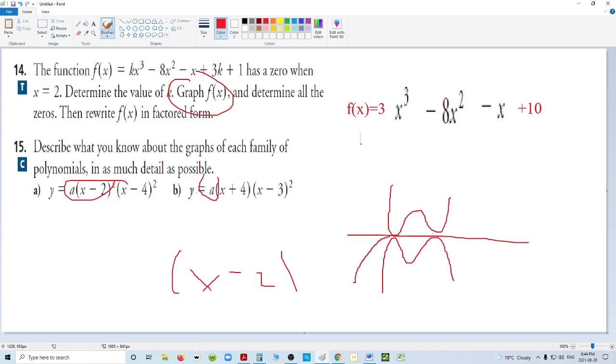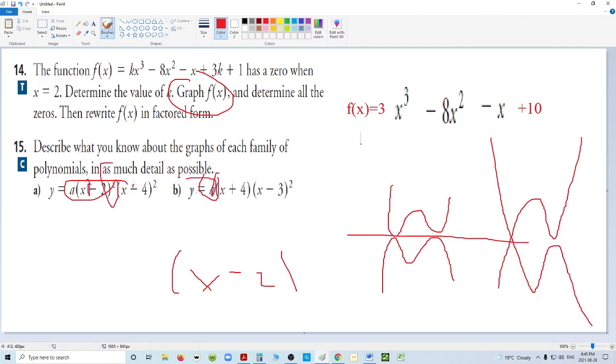It's going to go through -4 and +3. Let's see, -4, +3. Oh, it's going to bounce, sorry. So here it's going to go through -4 and bounce on +3. And if it's negative, it's going to go through -4 and bounce on +3. All depends if the A is positive or negative. And this has 2 bounces on the x-axis, and this only has 1. Yeah, that should be good enough.